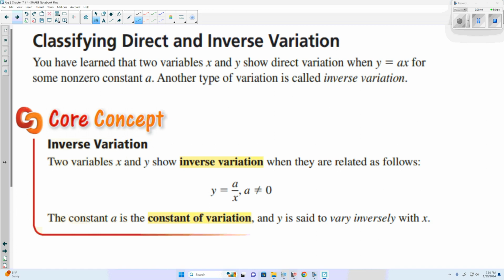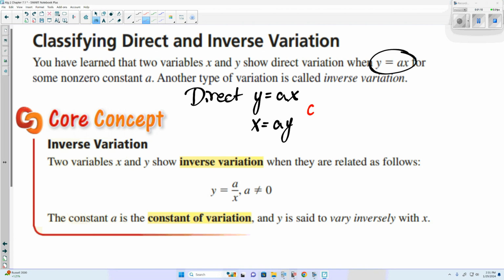Now, direct variation doesn't actually have fractions in it. One of the main forms of direct variation is y is equal to a times x, where a is a constant term. It's just a number. And it tells us the amount of change from one value to the next. Now, we could say that it's also x is equal to a times y. Both of these are similar. It's just another way to write it with our x and y.